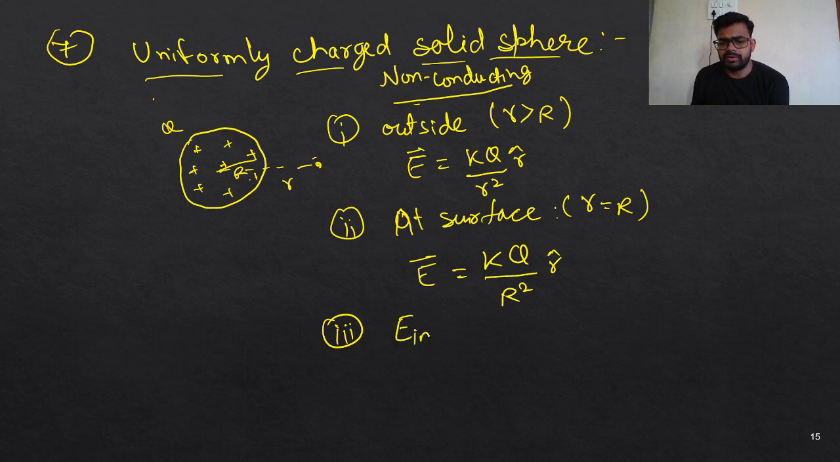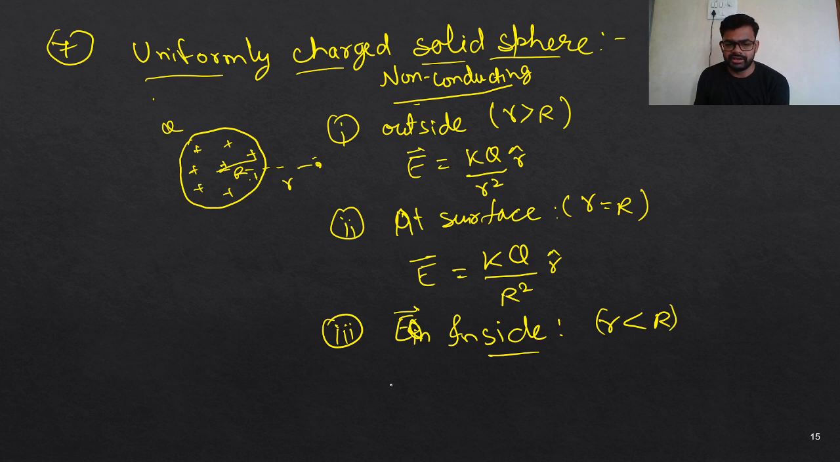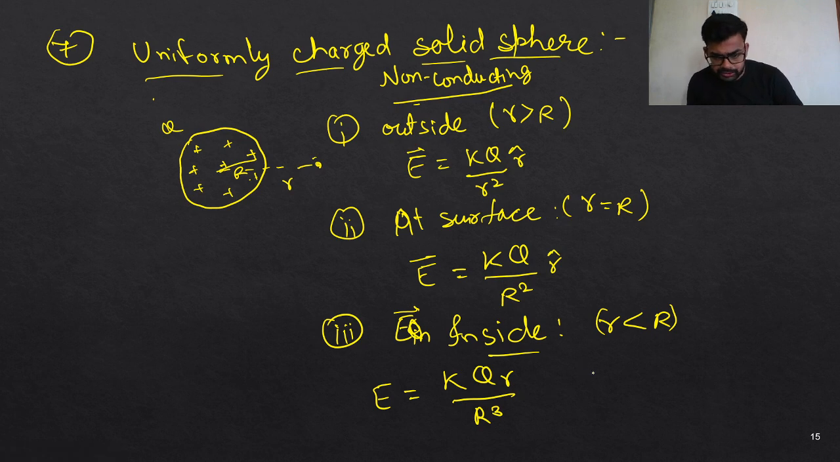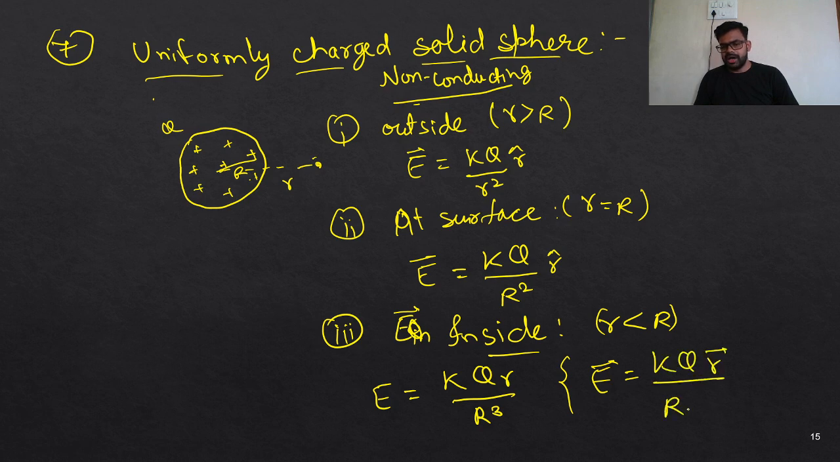After that, the third: E inside. My dear friends, it is a very important formula. Let us talk about inside the solid sphere, meaning r is less than capital R. The formula will look like this: E is equal to KQr upon R cube. Remember, KQr upon R cube. This is the formula you need to remember. In vector form, you will write E is equal to KQr divided by R cube.